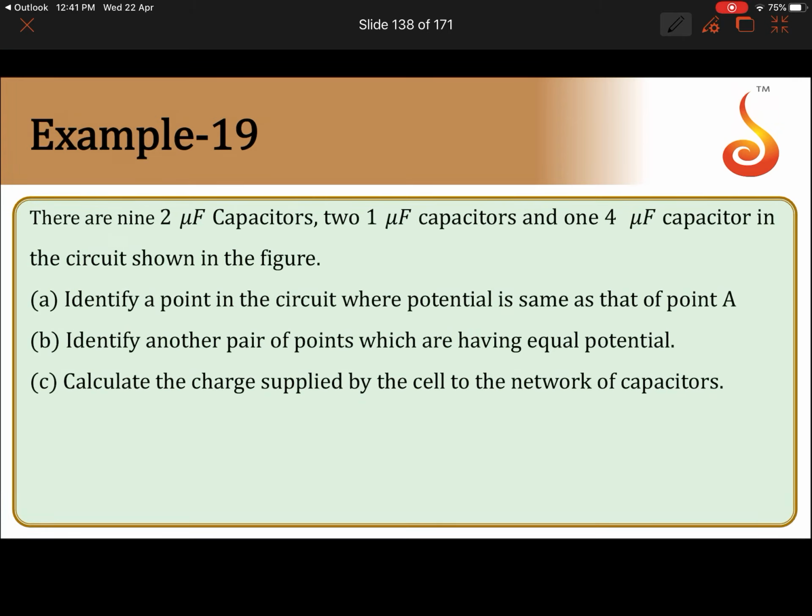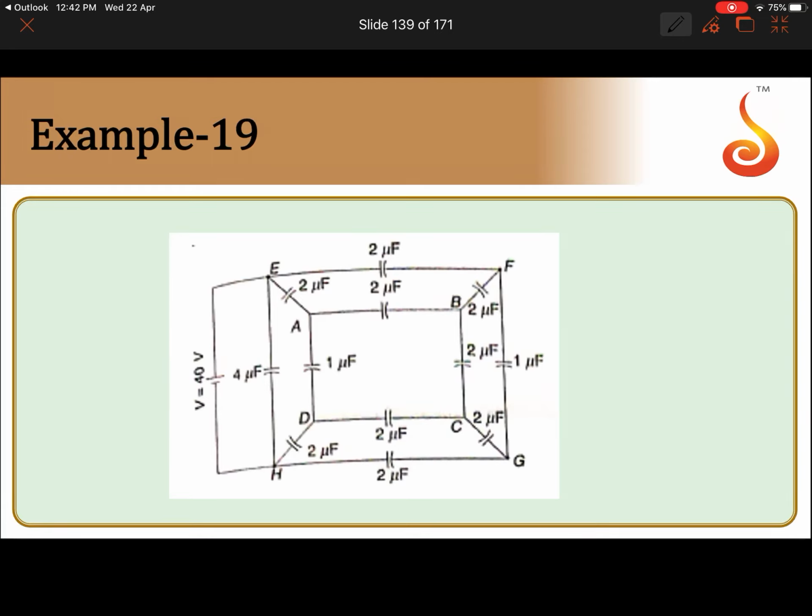So now there are 9 capacitors of 2 microfarad, 2 of 1 microfarad and 1 of 4 microfarad in the circuit, as shown in the figure. Identify a point in the circuit where the potential is the same as that of A. Identify another pair of points having the same potential. Calculate the charge supplied by the cell to the network of capacitors. So this is the circuit. It appears to be a two-dimensional circuit, so we can show the circuit like this. It is in fact a three-dimensional circuit.